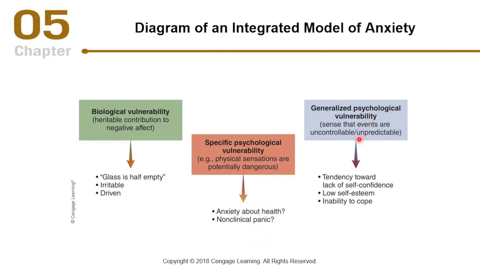And then, generalized psychological vulnerability, sense that events are uncontrollable or unpredictable. So, like for example, yung kanina nga, tendency towards lack of self-esteem. So, doon sa parang iniisip mo, yung mga nag-overthink usually, na tama ba yung sinabi ko sa kanila, baka mali naman, baka na-offend sila, etc. So, this can also be due to low self-esteem and of course inability to cope.